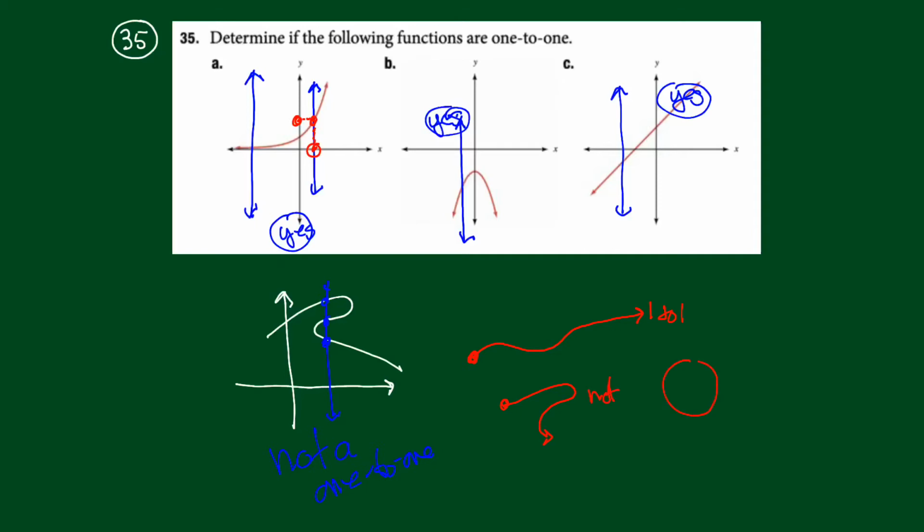So if you had a circle, this is not one-to-one because it doesn't pass the vertical line test. It hits it twice.